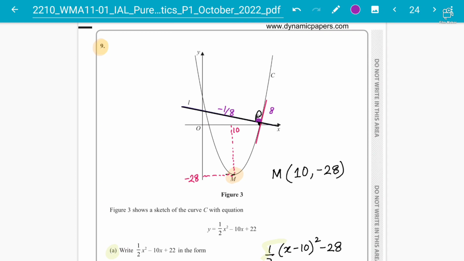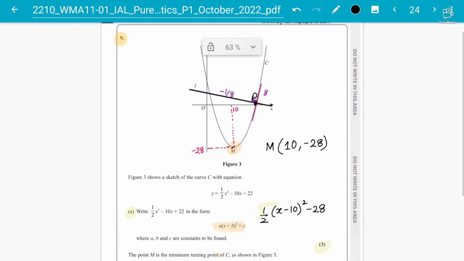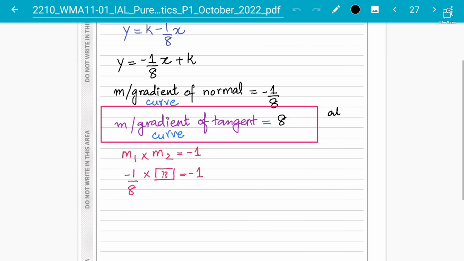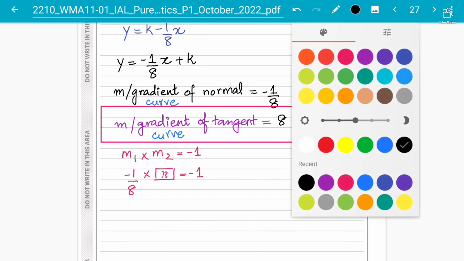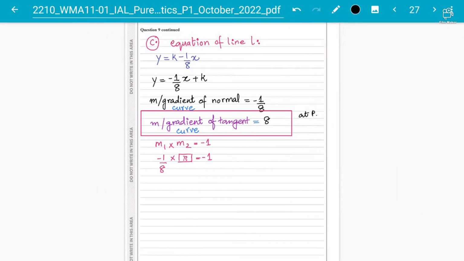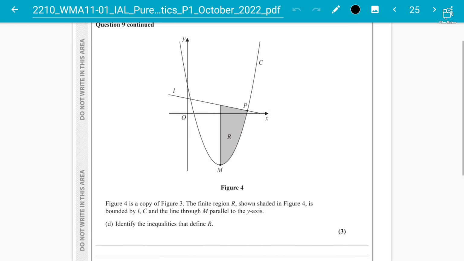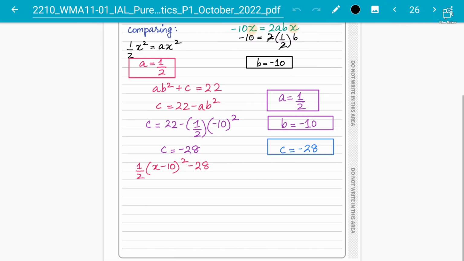So I'm going to differentiate, and I don't know the x coordinate of P, but I definitely know the gradient of the tangent at this point. The gradient of the tangent at point P is basically 8, okay? So here we go. Let's quickly get started with that and finish this one. It's going to be y equals half x square minus 10x plus 22.